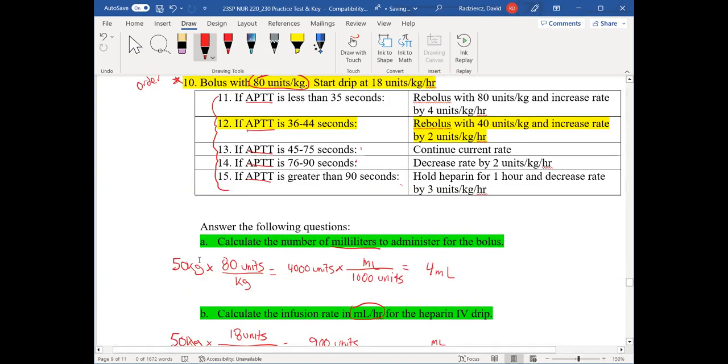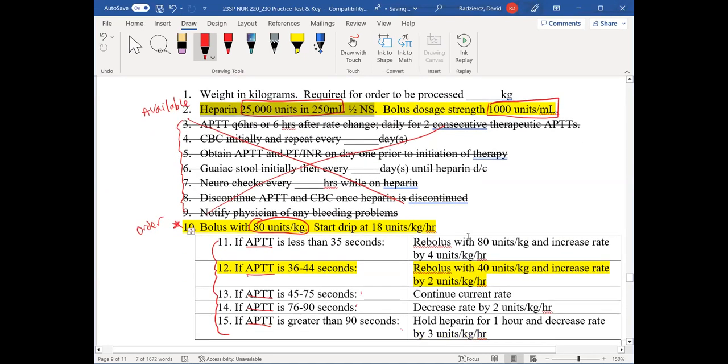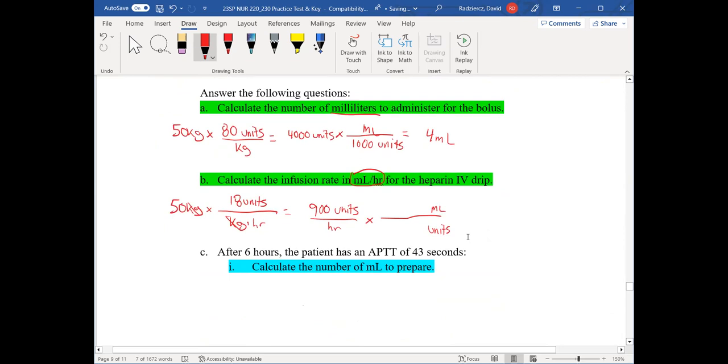So we're going to go back to our protocol and look at our available. And you can see our available is 25,000 units in 250 milliliters, half normal saline. So that's what we're going to use as our available for our flow rate calculation. 250 milliliters, 25,000 units. I'm going to do that math and I'm going to get an answer of 9 milliliters per hour.